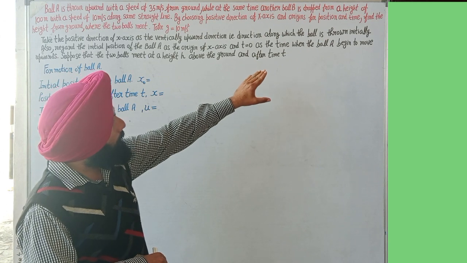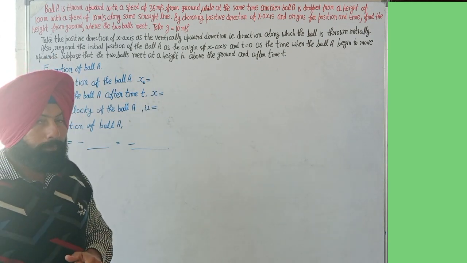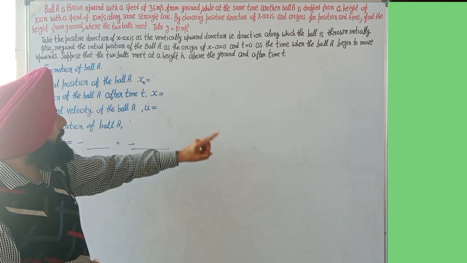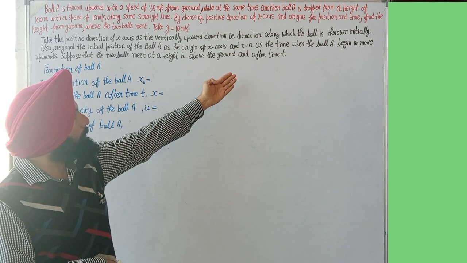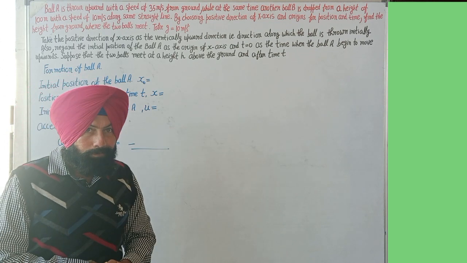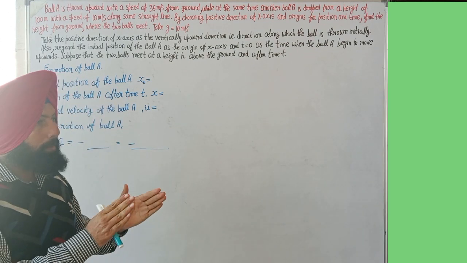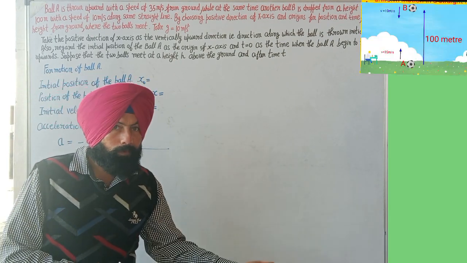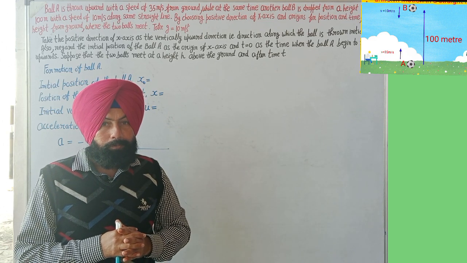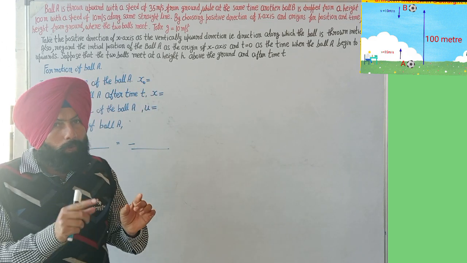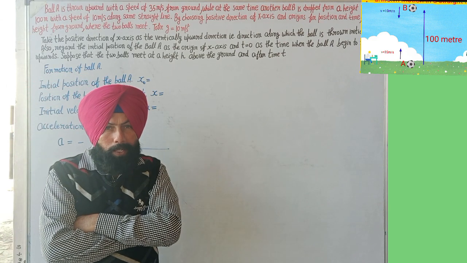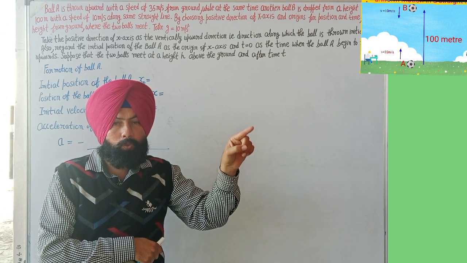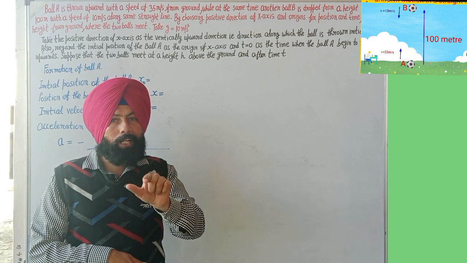At the time when ball A begins to move upwards, suppose that the two balls meet at a height h above the ground, after time t. Now, I have already explained this expression, that is x equal to x naught plus ut plus half at square. That is the position time relation.